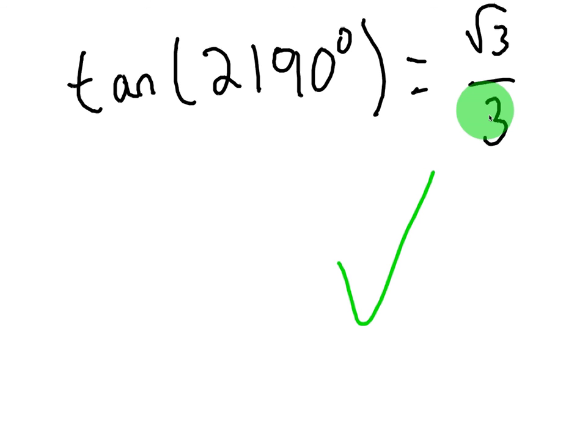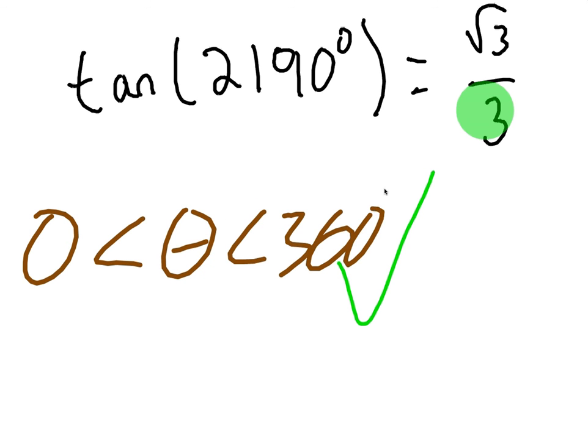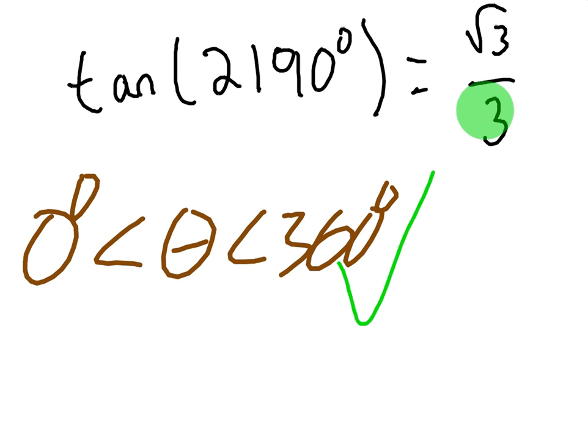So that's it. If it's a really big positive angle, just keep subtracting 360 until you end up at an angle that's between 0 and 360. Why? Because those are the angles that are on the unit circle, and we can quickly reference the unit circle that hopefully we've memorized by now and choose an angle on here that matches our big angle, in this case 2190. All right, that's it for this lesson and this example.